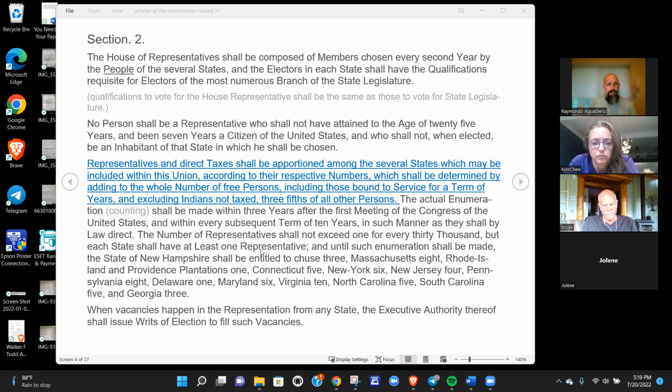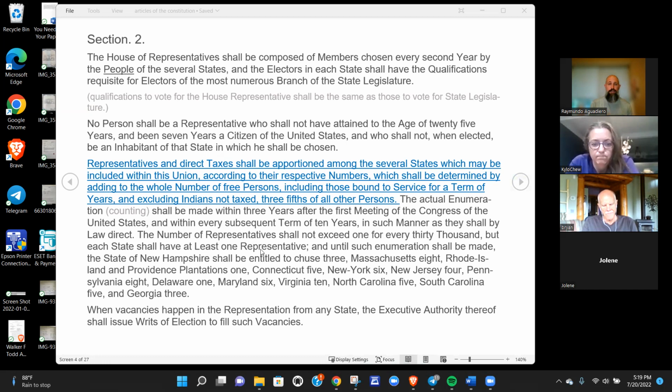Okay, representatives and direct taxes shall be apportioned among the several states which may be included within this union, according to their respective numbers, which shall be determined by adding to the whole number of free persons, including those bound to serve for a term of years, and excluding Indians not taxed, 3/5 of all other persons.